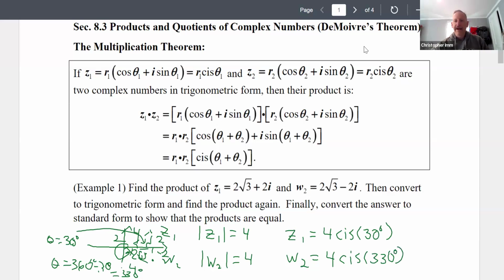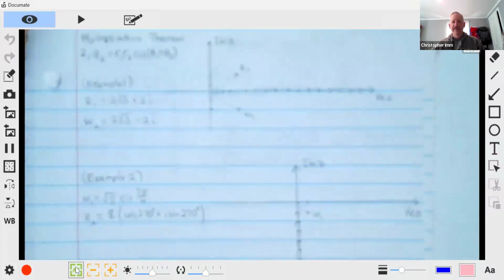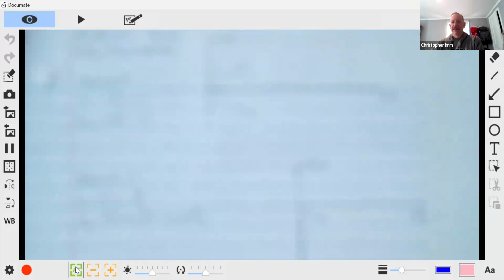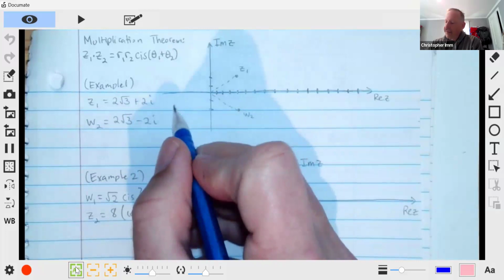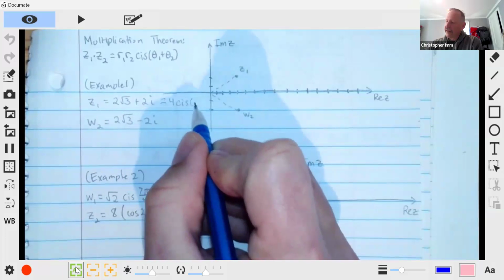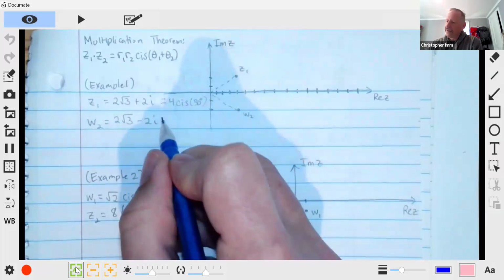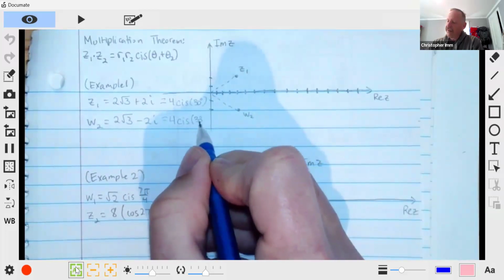So now that I have those, I'm going to switch over. I'm going to do a new share here. And we're going to be looking at multiplying these together by the theorem. So notice I put my multiplication theorem up there. I have my two numbers, but we converted those into trig form. So my z1 was 4 cis 30 degrees, and my w2 was 4 cis 330 degrees.